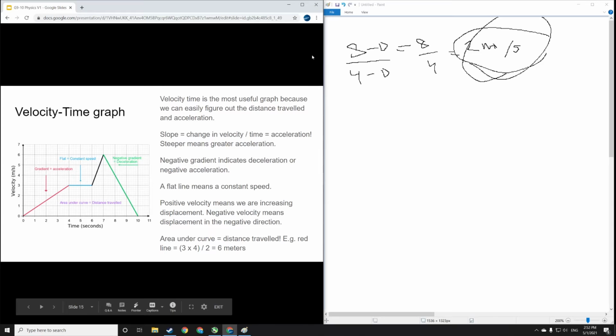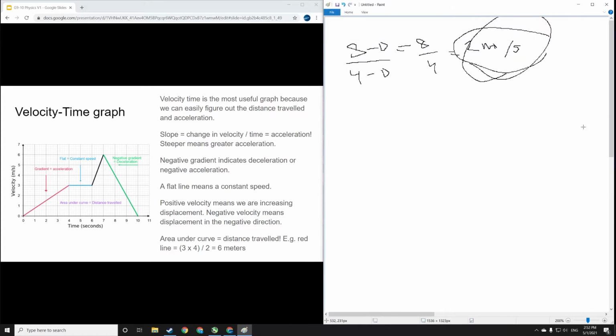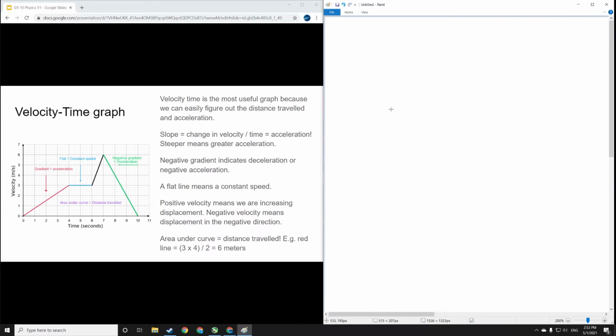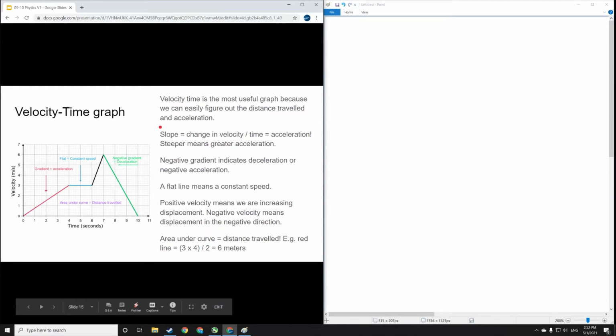Okay, so a velocity time graph compares change in velocity over the change in time, which, if you were catching on to what I said last time, is actually just the acceleration. So, as you can see here, the slope of the line, just like the last one, will tell you the change in velocity over the change in time, which is the acceleration. So, steeper slope means greater acceleration, and a negative gradient indicates deceleration or negative acceleration.